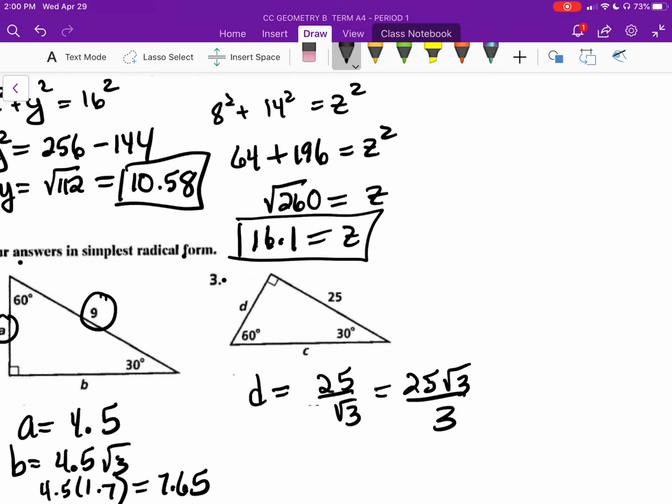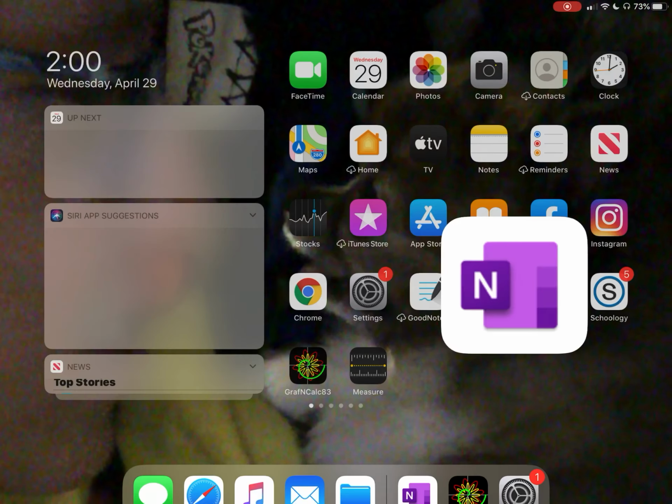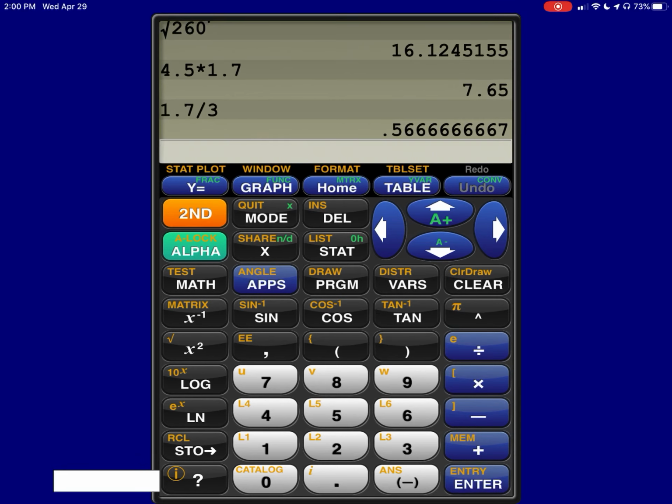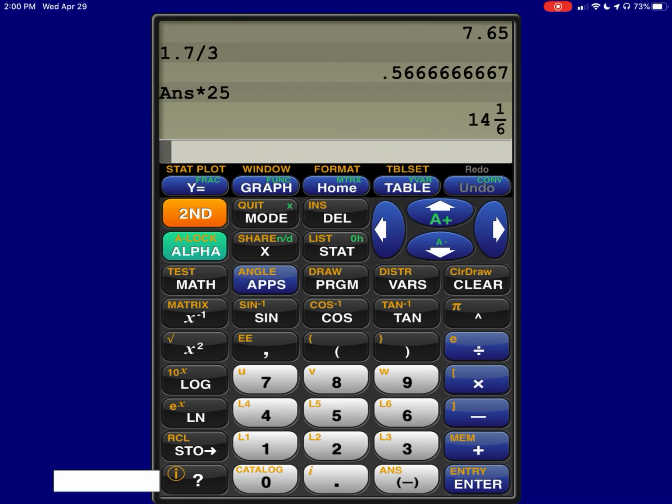Don't sweat it if you don't understand that. We can convert this to a decimal in a second. And C is going to be twice that size, so that's going to just be 50 square root of 3 over 3. Now the question is, what's the square root of 3 over 3? It's 1.7 divided by 3. So if we just take 1.7 divided by 3, we get 0.566, and if we multiply that times 25, we're going to get 14 and a sixth.